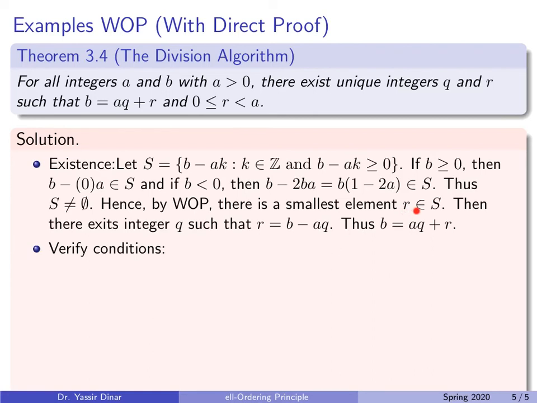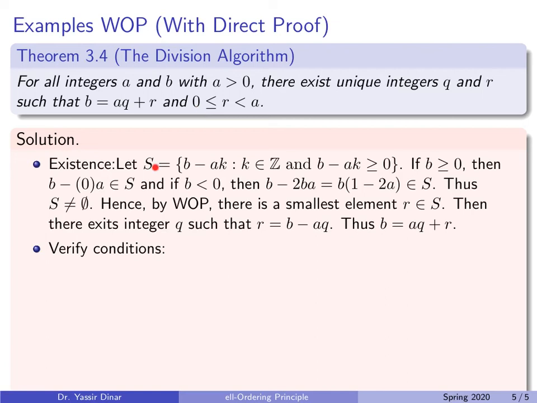That means we can find the smallest element, and this element I denote by r. It will be the number we are looking for, the remainder. Since r belongs to S, it is in this form, so we can find an integer q such that r is equal to b minus aq. This gives me that b is equal to aq plus r, and this gives me an existence. But it remains to check whether r satisfies the conditions, because I want r to be less than a and greater than or equal to 0.